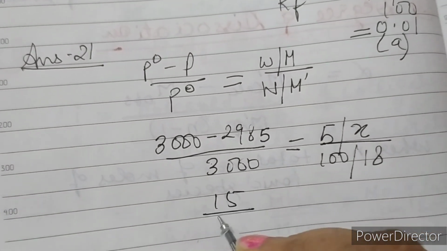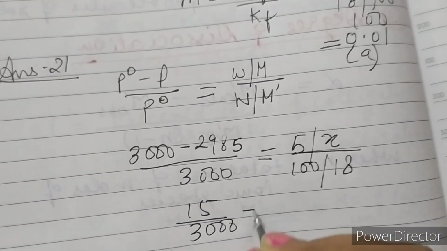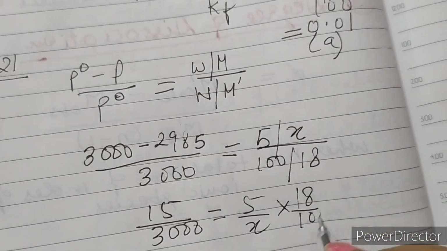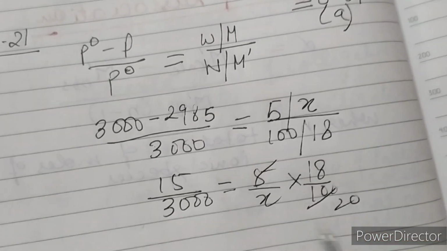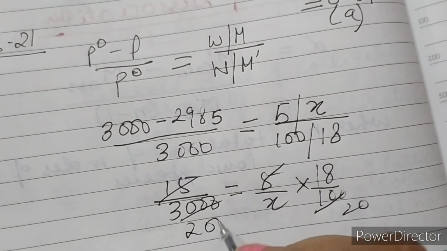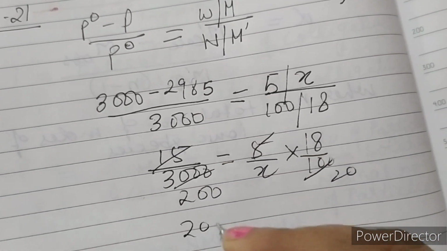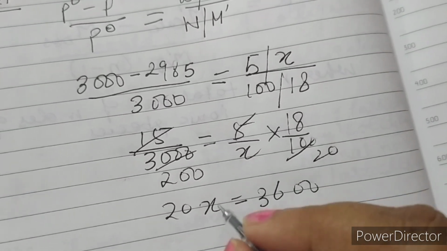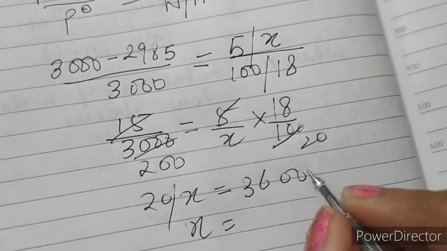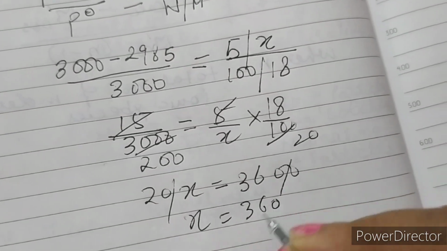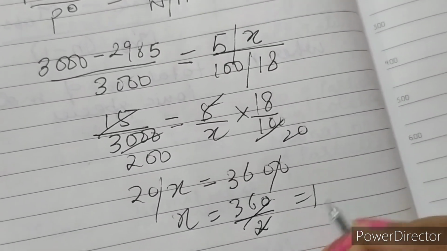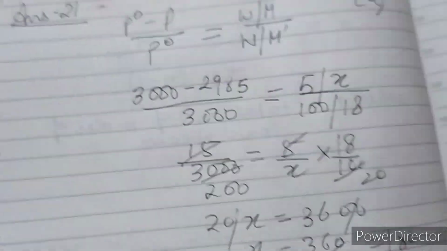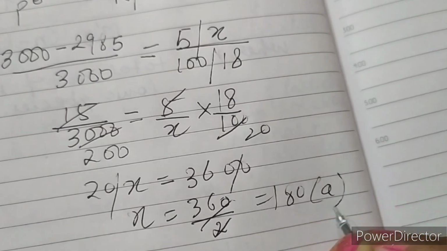Here we will get 15 divided by 3000 is equal to 5 by X into 18 by 100. So this is 20, 15 to the 200, and you will get 20X is equal to 3600. Cross multiply, and X will be equal to, 0 will get cancelled, 360 divided by 2, that is equal to 180. So you can see 180 is answer number A. So here the answer will be A.